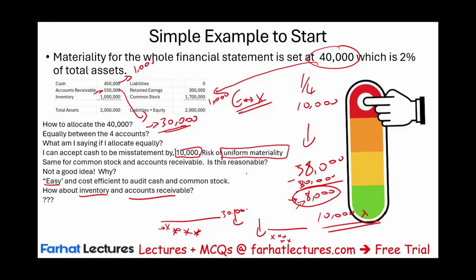So notice, what we're saying is inventory is more important than account receivable, and maybe it's more cost efficient to audit versus account receivable. I have a lower threshold. So what I did, I allocated 1,000 to cash, 30,000 to account receivable, 8,000 to inventory, and 1,000 to common stock. Now, how did I do this? At the end of the day, it's a professional judgment. But the key is, the more important the account is, the lower the threshold.